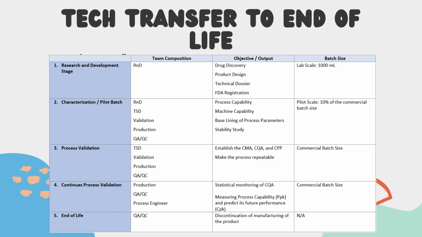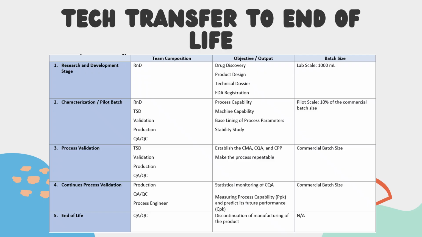Stage 1, research and development. Dito pa lang, gumagawa na ng small-scale lab batches, usually around 1,000 milliliters. The goal: drug discovery, product design, and the creation of a technical dossier for FDA registration. The main theme here: R&D.